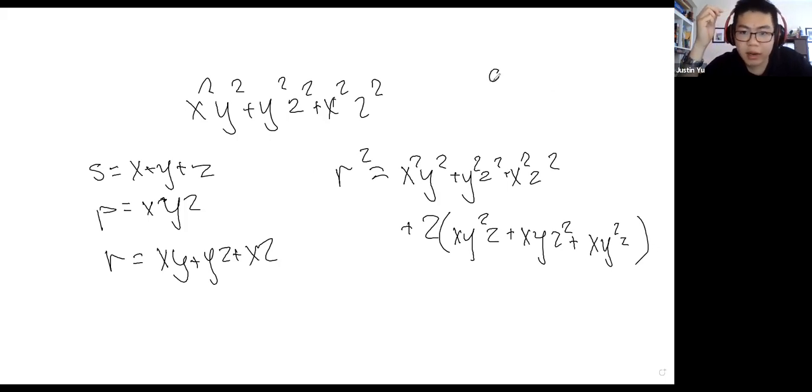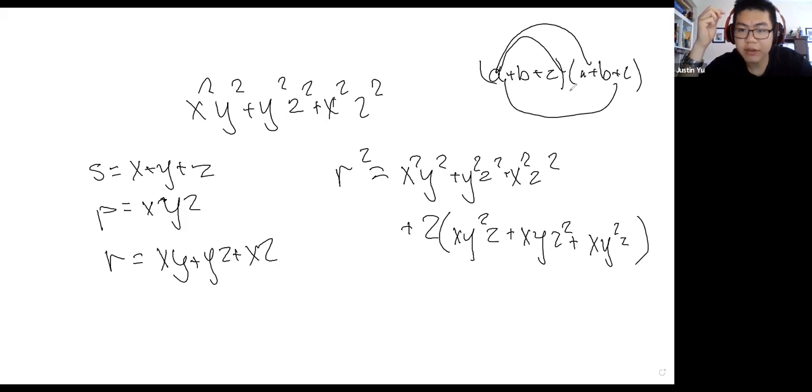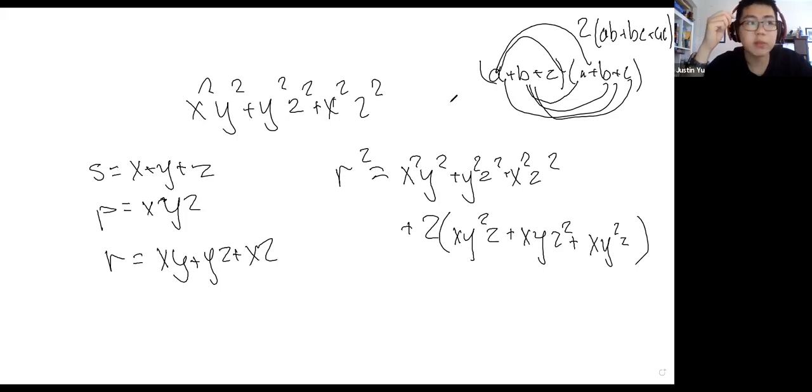Basically, when I square (a plus b plus c) squared, we have to multiply every pair of these. So it turns out it's going to look like a squared plus b squared plus c squared, but the other term is going to be 2 times (ab plus bc plus ac). This is what happens when you multiply it out. Please trust me on this.